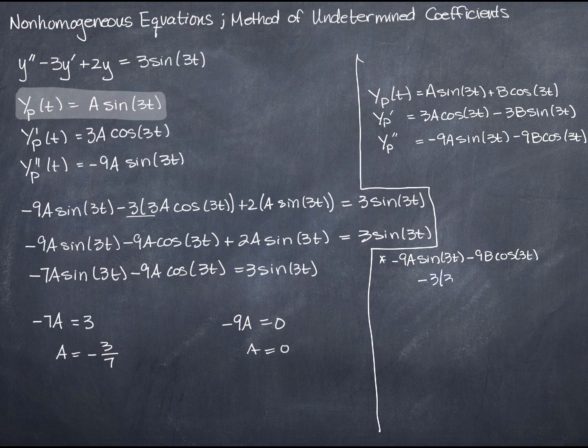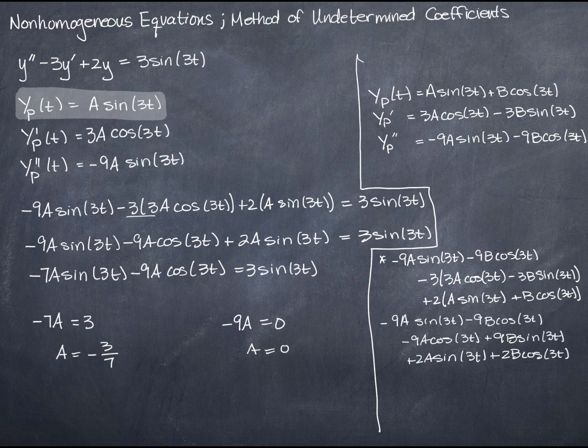And y prime is 3a cosine 3t minus 3b sine 3t. And to that, we're going to add 2 times y, and y is a, the sine of 3t, plus b, the cosine of 3t. And we'll distribute and reorganize. This is what I get when I distribute. I've distributed my 3 across here and my 2 across here. I get a 9, and then a 2 and a 2.